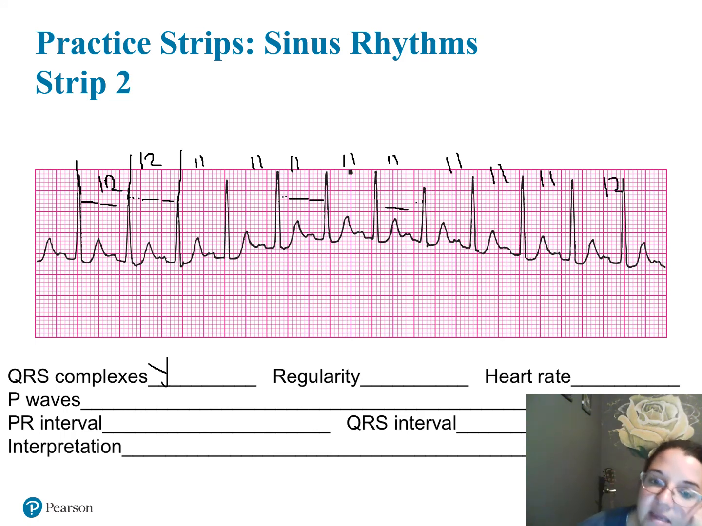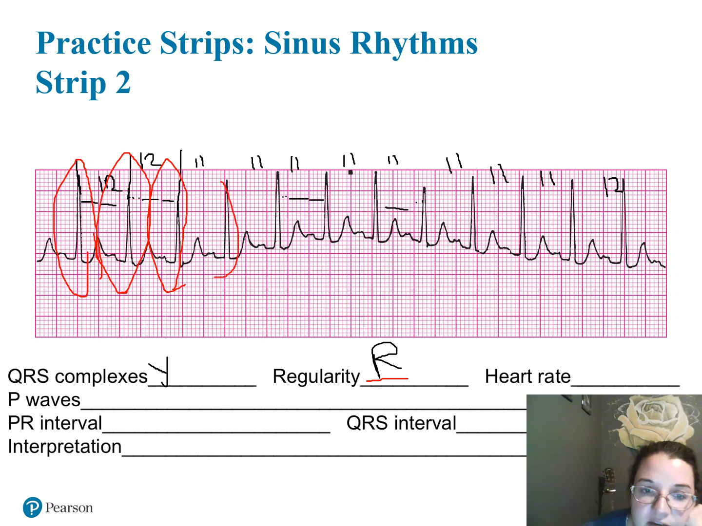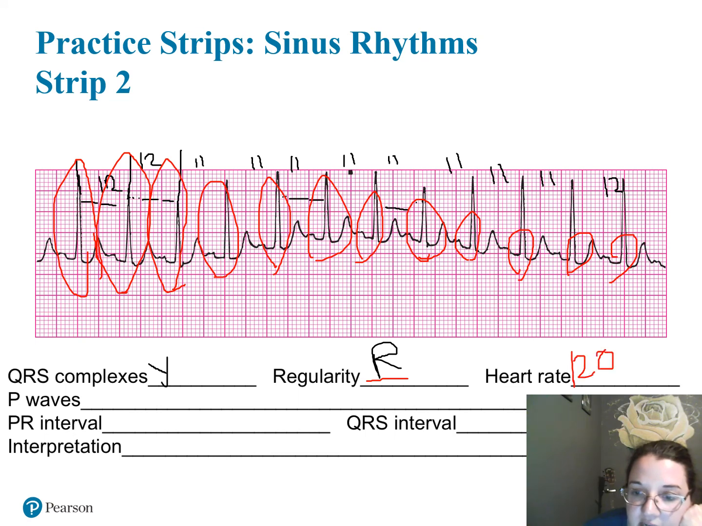So, in between my order intervals, I have between 11 and 12 little boxes, which means I am regular. The next question I'm going to ask myself is, what is my heart rate? If I am a regular rhythm, I can use the 6 second. 10, 20, 30, 40, 50, 60, 70, 80, 90, 100, 110, and 120. My heart rate is 120 beats per minute.